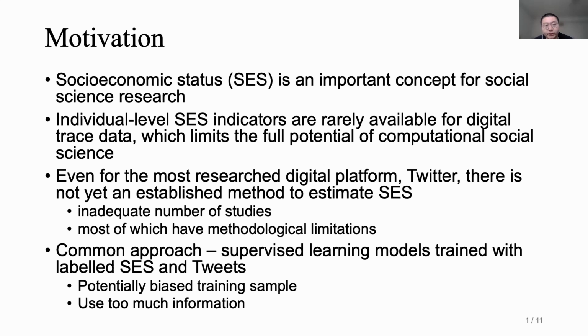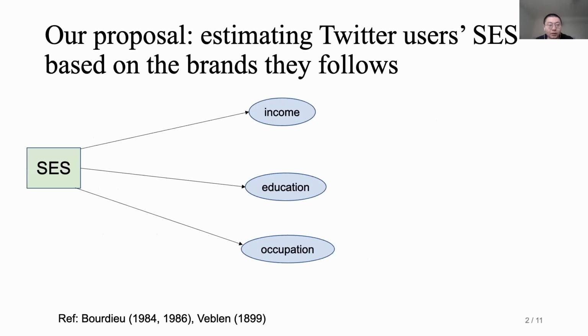The common approach in the field is to use supervised learning models trained with labeled SES and tweets. But there are two problems with the common approach. The first comes from the labeled SES, which could result in a potentially biased training sample. The other issue is that the approach tends to use too much information, for example, all the tweets. As a result, once you get the SES, future use of the SES is limited.